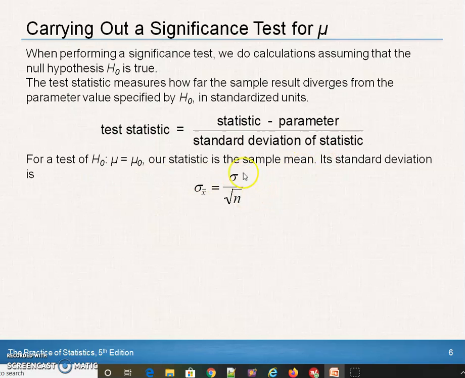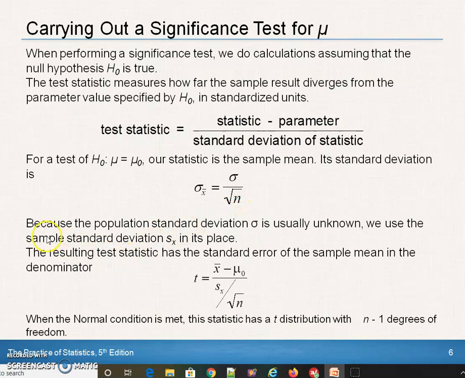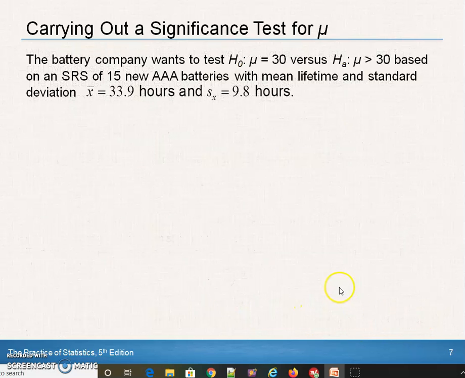The standard deviation is divided by the square root of n, from the central limit theorem. So it will be the statistic x-bar minus the parameter mu sub 0, over the standard deviation of the statistic, which is s sub x over the square root of n. This is really the standard error instead of the standard deviation. When normal conditions are met, then we can use the t-distribution with n minus 1 degrees of freedom.